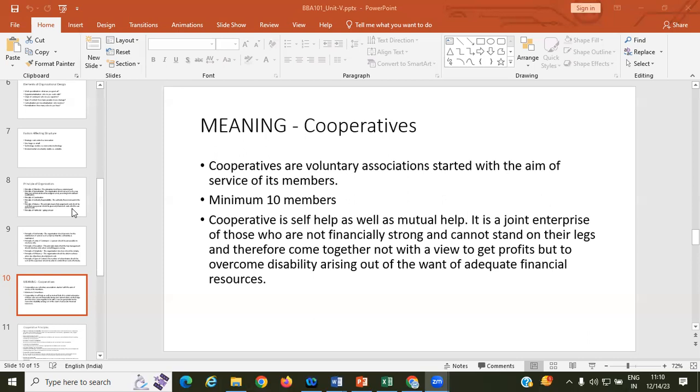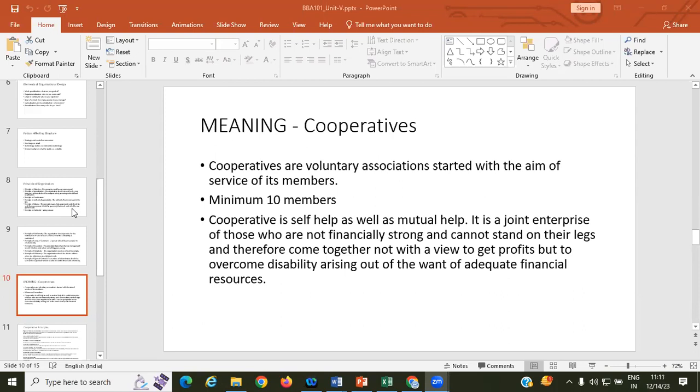These two, three sentences are very important to understand what a cooperative society is and how you form one. We'll read about the different characteristics, merits and demerits. But once you understand the meaning, you can get everything out of it. Once you understand the concept, you can write a lot of things out of that.